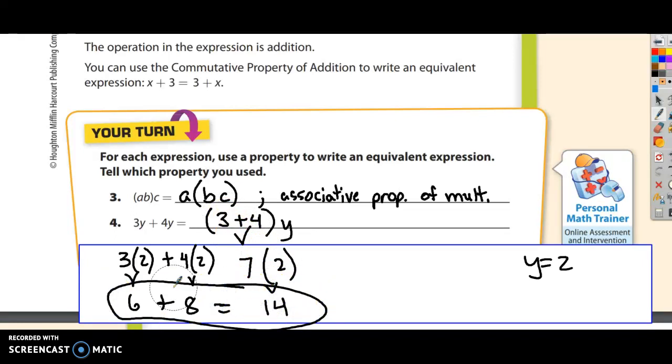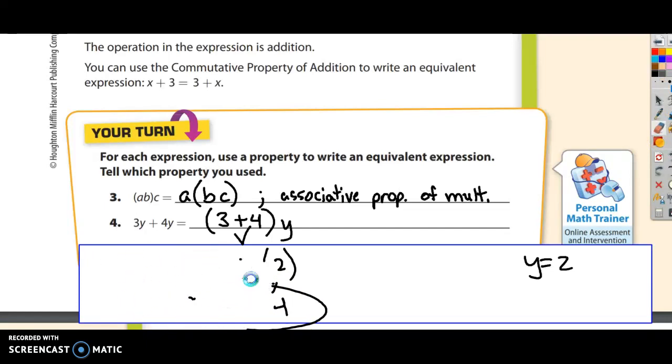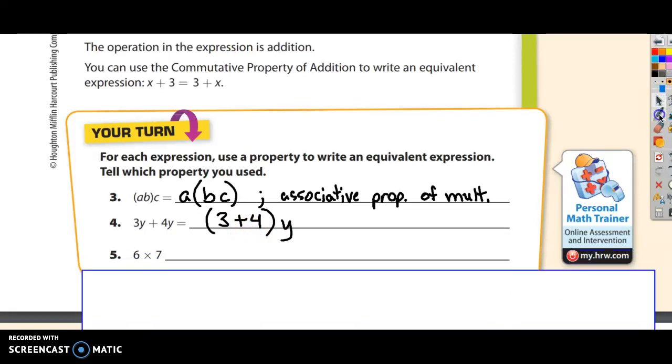That proves that property. That was the whole point of that property: it says that you can use these properties to rewrite the expressions. They're equivalent to each other. So what property did we use? That one's called the distributive property. And that's the one that I told you is the hardest to explain, but you'll start to recognize it with more practice.